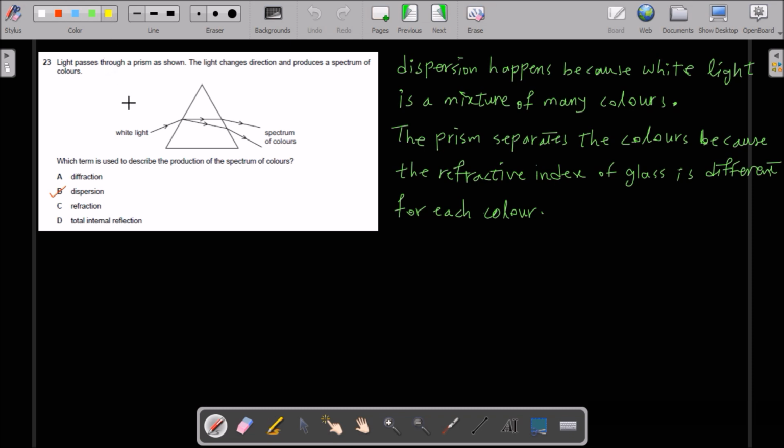Next question. Light passes through a prism as shown. The light changes direction and produces a spectrum of colors. Which term is used to describe the production of the spectrum of colors? The answer for this question is dispersion. Dispersion happens because white light is a mixture of many colors. The prism separates the colors because the refractive index of glass is different for each color. This is the explanation of dispersion.